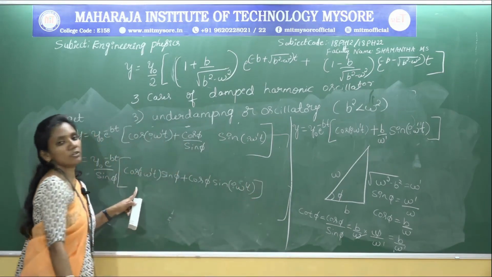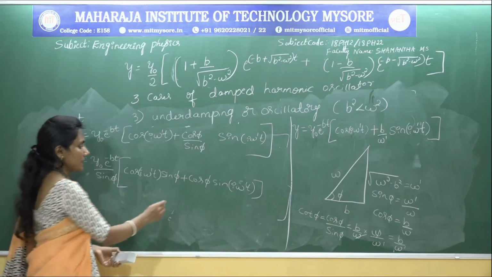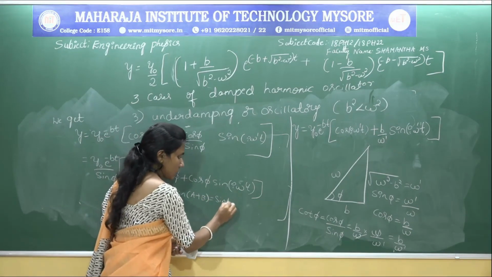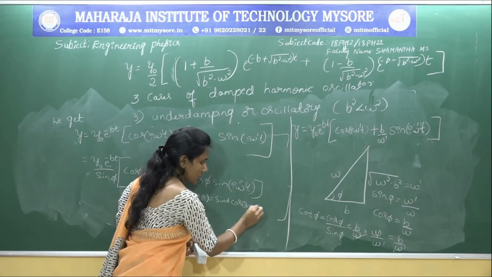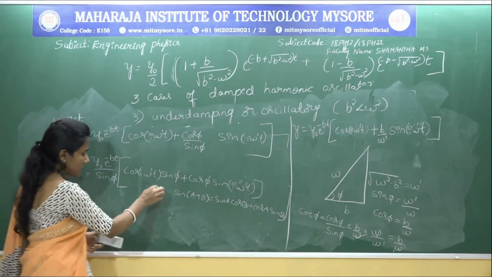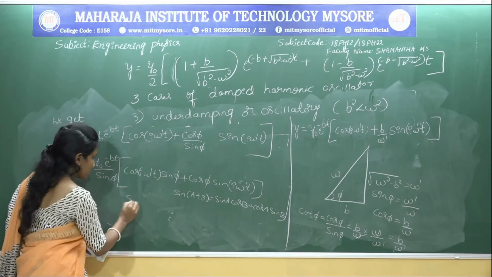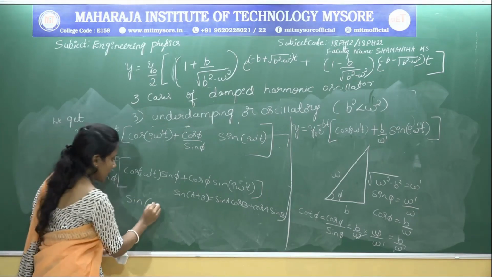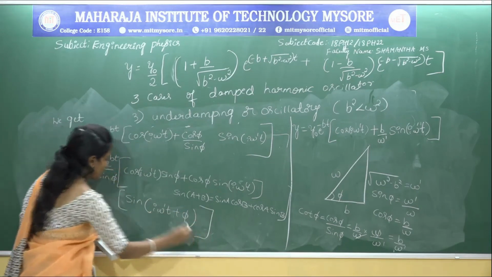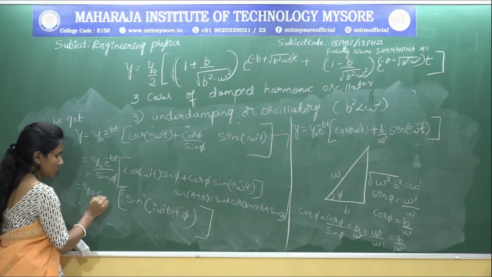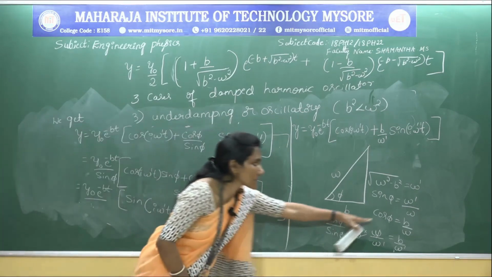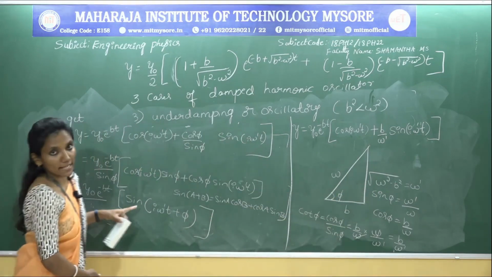So, if you observe, this equation is in the form of sin of a plus b, that is equal to sin a cos b plus cos a sin b. So, then we will get sin of omega prime t plus phi in this equation. And the remaining terms we write as e to the power of minus bt by sin phi, and sin phi value we know. What is sin phi? Omega prime by omega. So that we can substitute here.